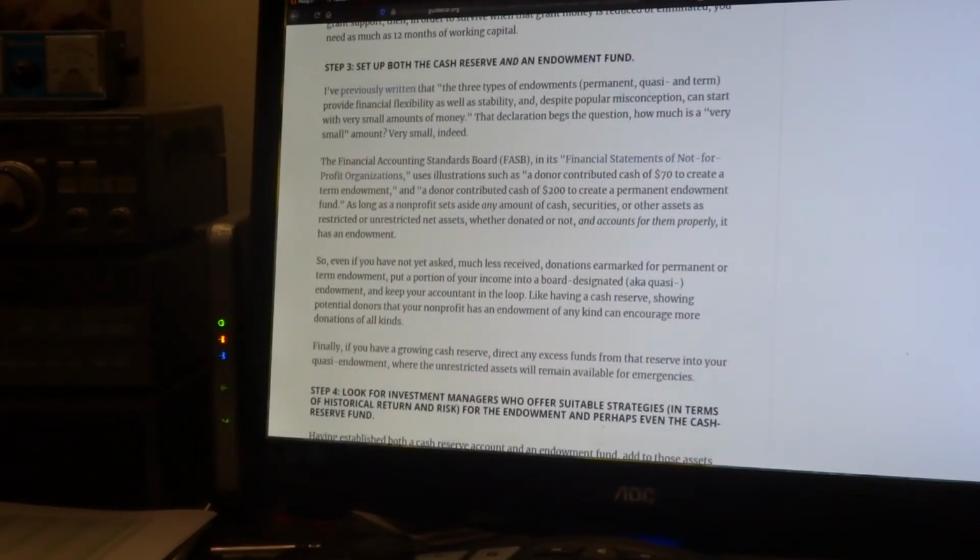And it talks about the 3 types of endowments: permanent, quasi, and term. Permanent is the one you typically think of. Quasi is not really an endowment, it's just sort of something that works like an endowment that the board sets up. And term is an endowment that has a time limit on it. But typically you think of endowments as being permanent. Okay.